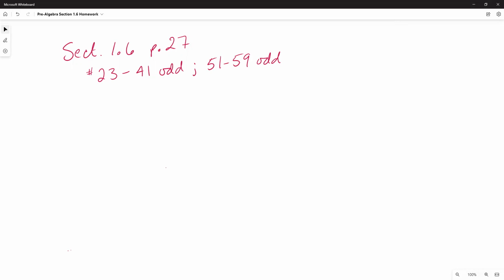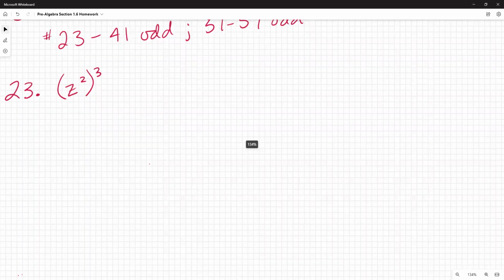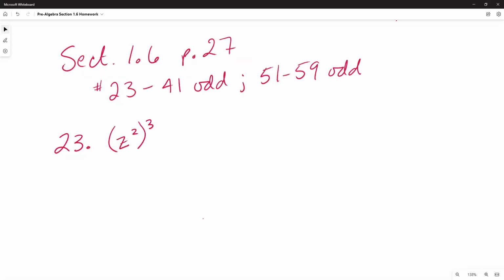Okay, so 23, we are working with the product property. So we have z squared and then cubed. So what do we do when we have an exponent raised to an exponent? Times the 3 and the 2. Yes, we multiply the 3 and the 2. So this is z to the 2 times 3, which leaves us with z to the power of 6.